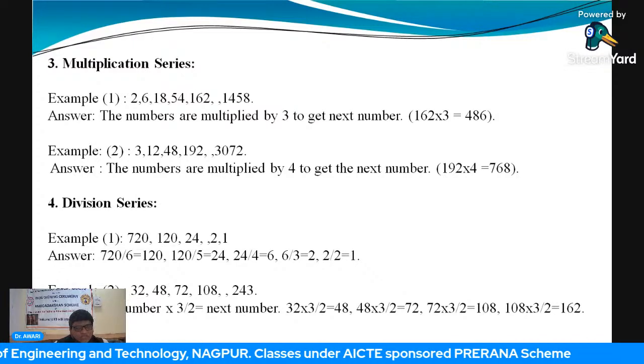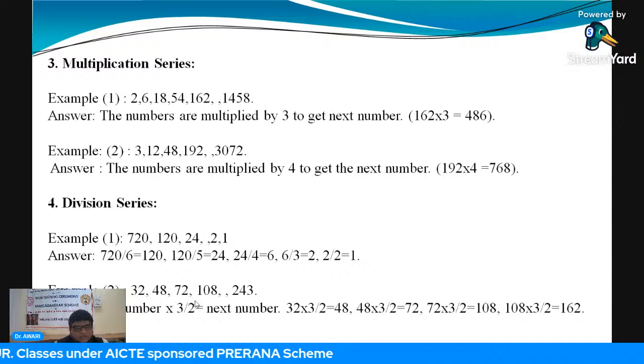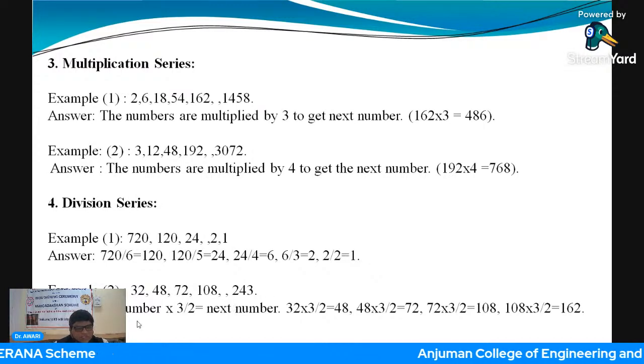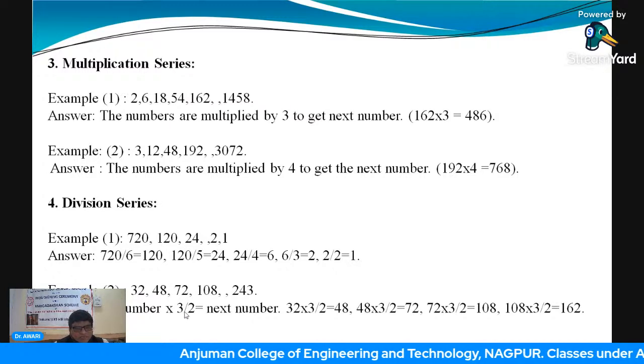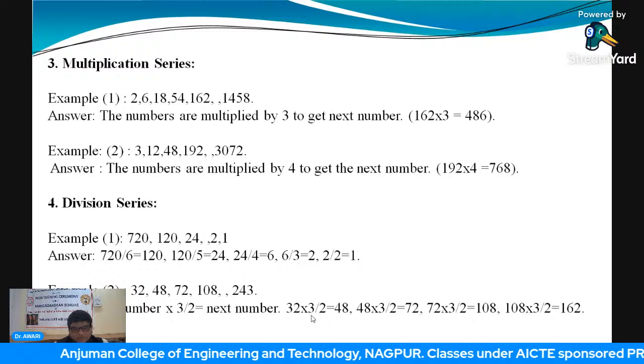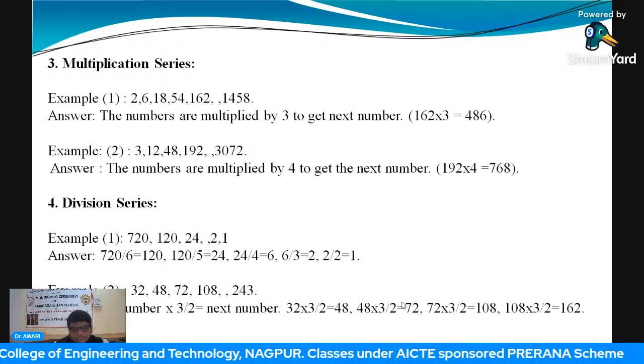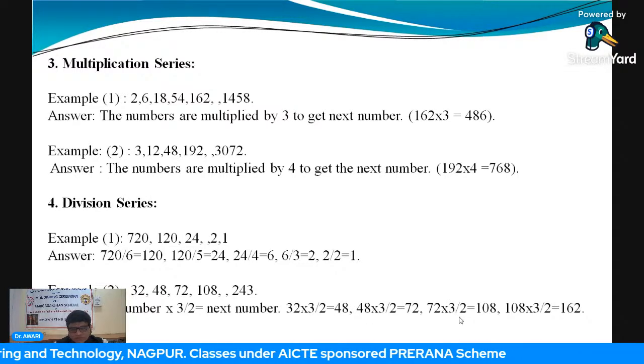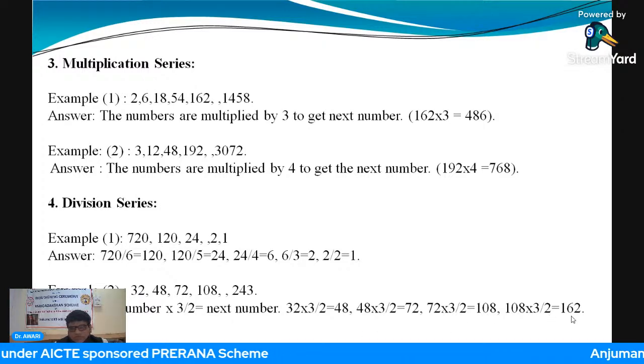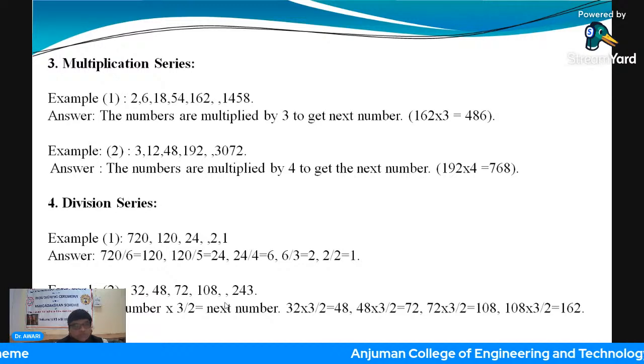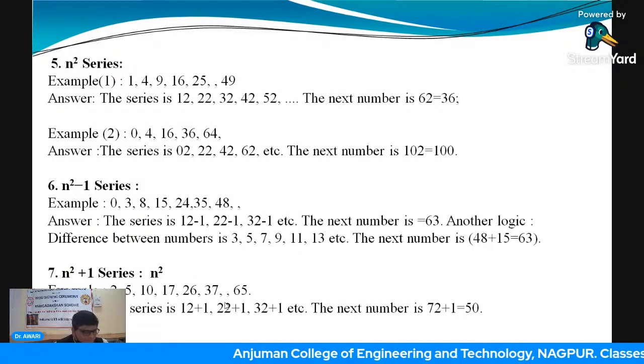So example 2: 32, 48, then 72, 108, and the missing number, and 243. So the number is multiplied by 3 divided by 2: 32 into 3 by 2 is 48, 48 into 3 by 2 is 72, 72 into 3 by 2 is 108, 108 into 3 by 2 is 162, and 162 into 3 by 2 is 243. So likewise you need to solve the division series problems.